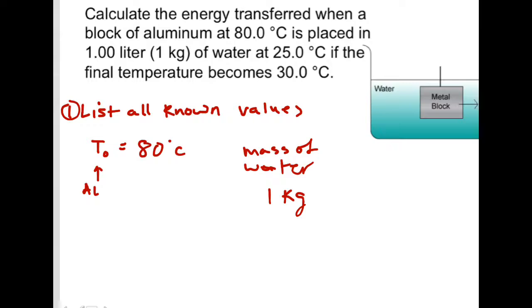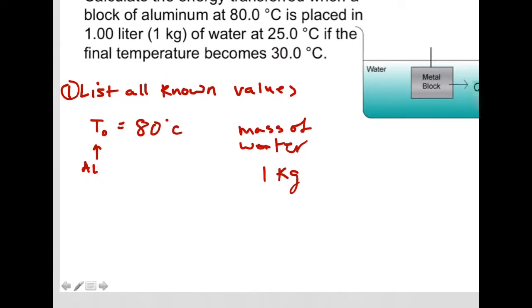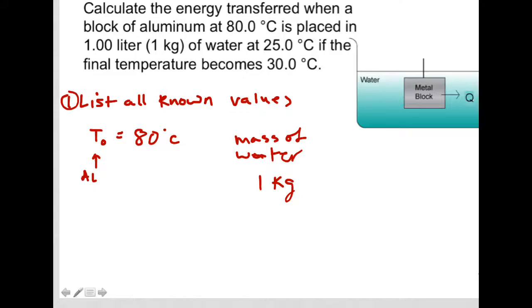Something I do have to mention that's not quite obvious is that the initial temperature of the water is 25, the initial temperature of the aluminum is 80, but the final temperature of both becomes 30 degrees Celsius. That's just saying that they're in thermal equilibrium. So both of them are 30 degrees Celsius. Okay, so let's write down that stuff.